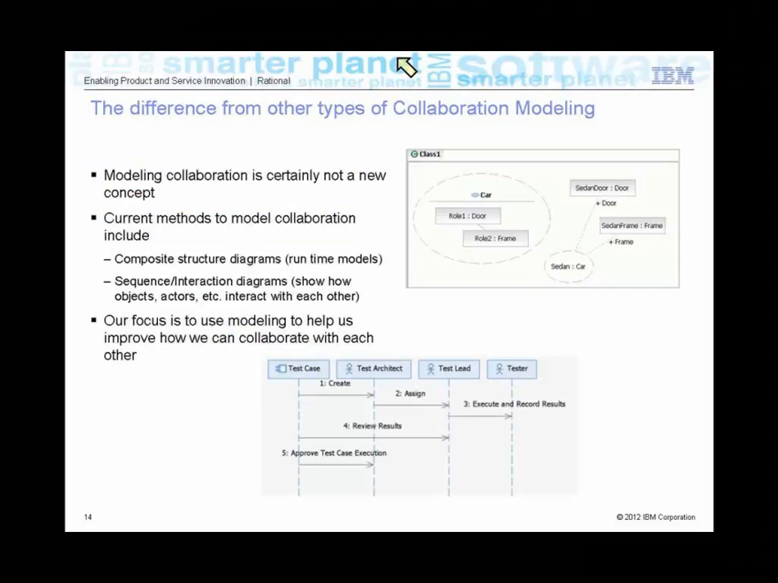It's important to focus a little bit before we start talking about sketching as to what's the difference from other types of collaboration modeling. I see there's a lot of people on the line. I'm sure there's a lot of UML experts here. So collaboration isn't new, right? It isn't a new concept. However, a lot of how it's represented in UML is in composite structure diagrams or in sequence interaction diagrams. But the real focus that I wanted to do, the real quote-unquote innovation, is to try to show how we could collaborate with each other through modeling.